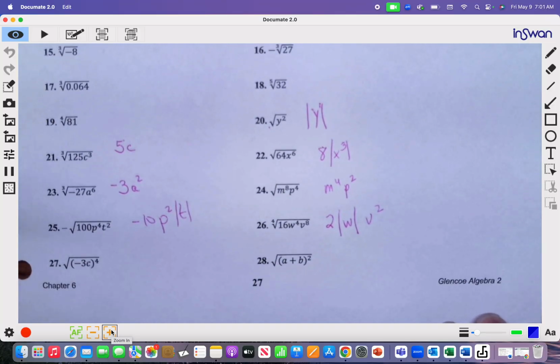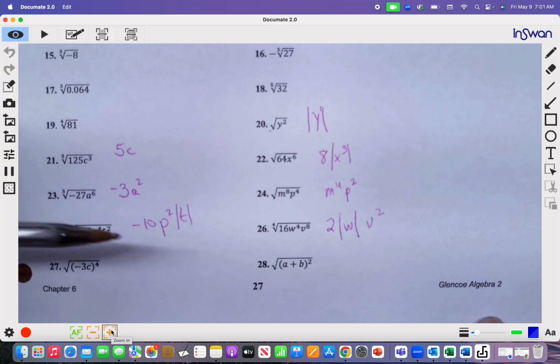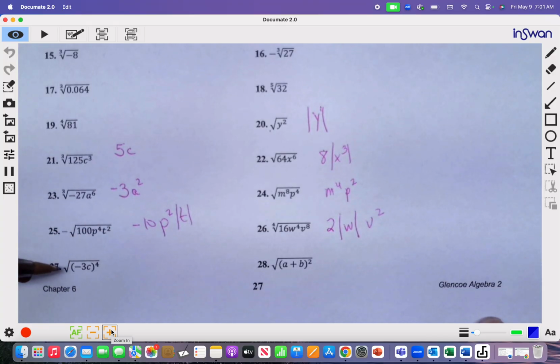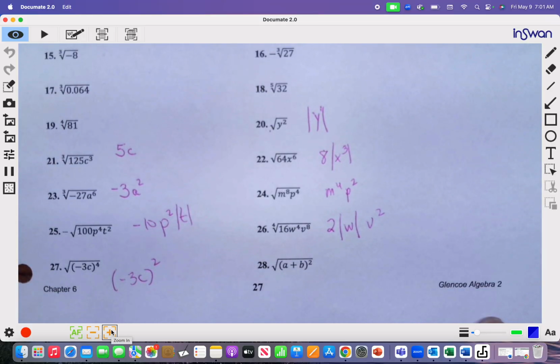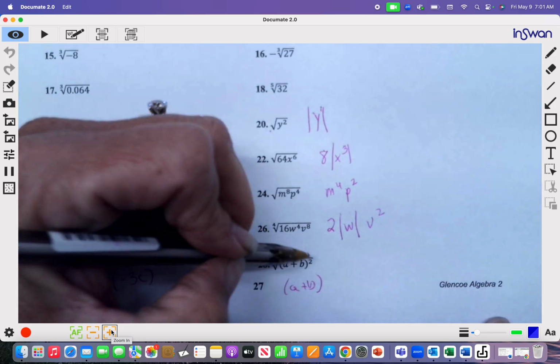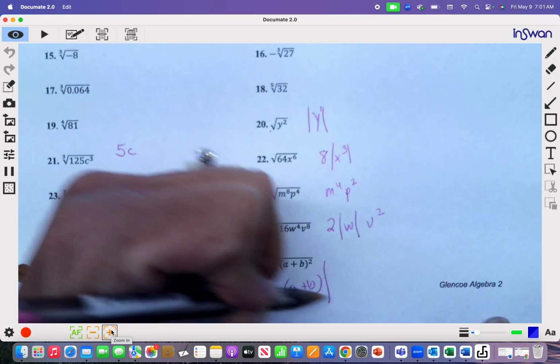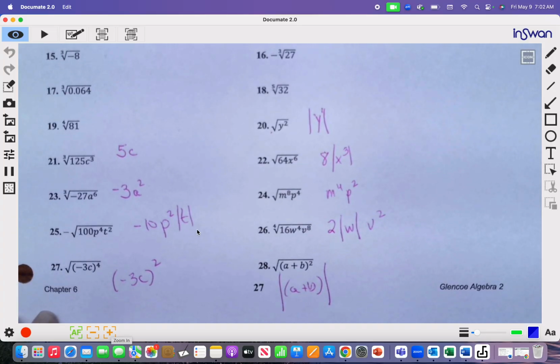And then on the last two questions, when we have parentheses, we keep the parentheses in our answer because this really means I have negative 3c to the fourth 4 times. When I take the square root of it, I only need 2 of them. So I'm keeping the parentheses and it's to the second power. Same thing with this one. Keep these parentheses, a plus b. 2 divided by 2 is 1, so it's the absolute value of it. And that's it.